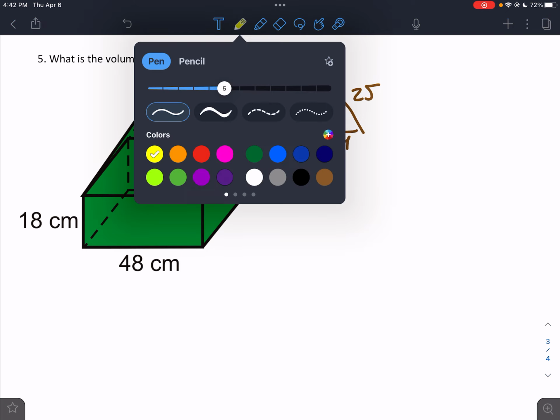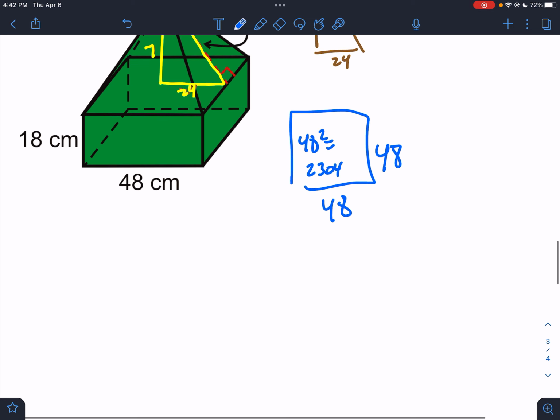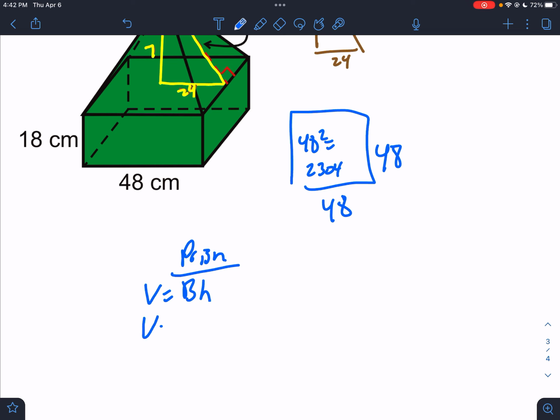What is the area of the bases? Well, the bases are 48 by 48, so they are 48 squared. So capital B is 48 squared. That's 2304. So we're going to break this down. We have the prism, which is capital BH. So that is 2304 times the height. Well, its height is 18. So 2304 times 18 is 41472.